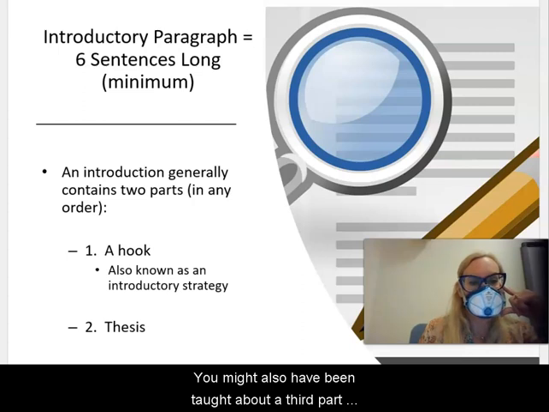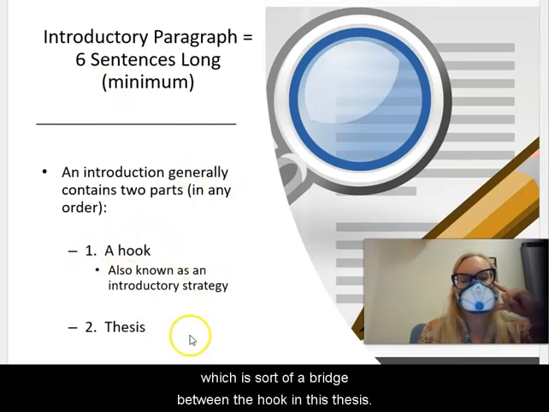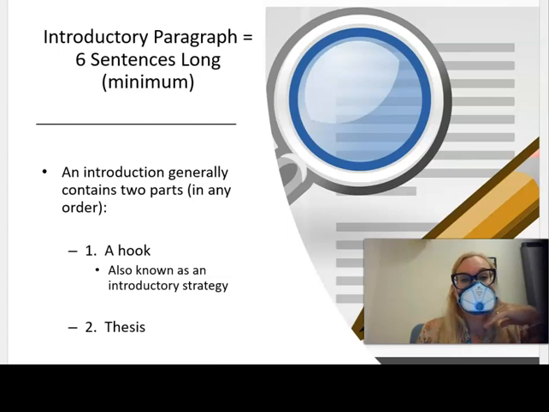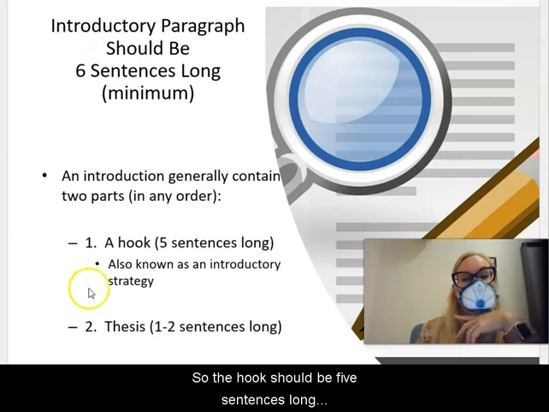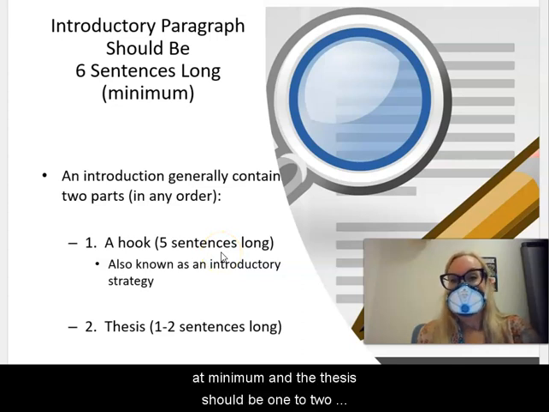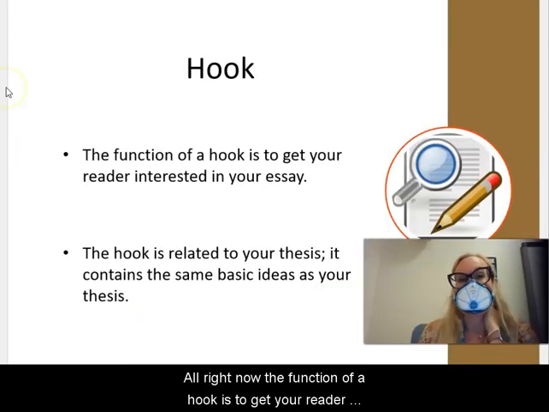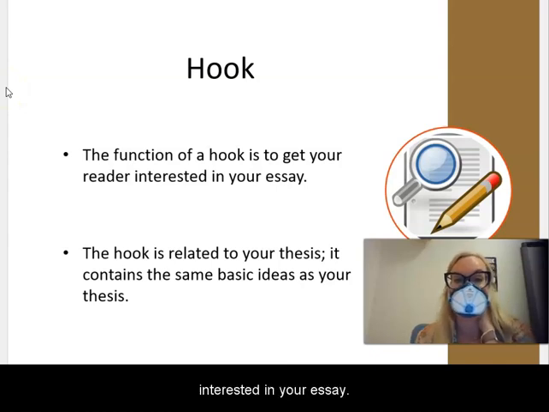You might also have been taught about a 3rd part, which is sort of a bridge between the hook and the thesis. You're welcome to do that if you wish. So the hook should be about 5 sentences long at minimum, and the thesis should be 1 to 2 sentences long. All right? Now, the function of a hook is to get your reader interested in your essay.